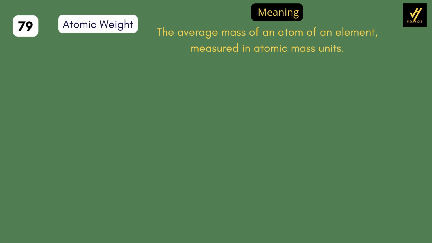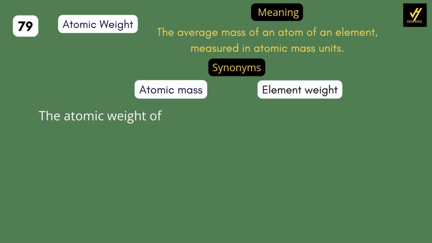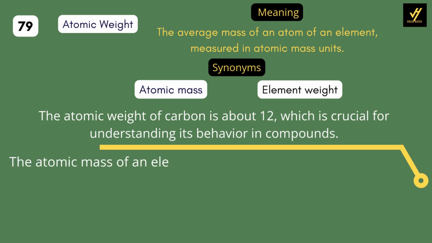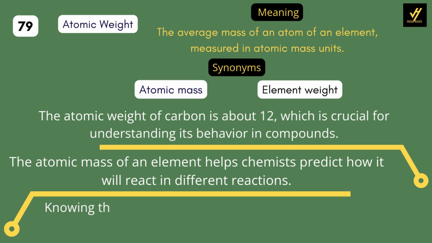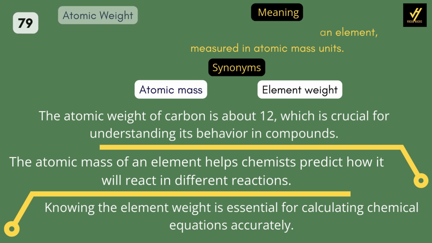Atomic weight, the average mass of an atom of an element, measured in atomic mass units. Atomic mass, element weight. The atomic weight of carbon is about 12, which is crucial for understanding its behavior in compounds. The atomic mass of an element helps chemists predict how it will react in different reactions. Knowing the element weight is essential for calculating chemical equations accurately.